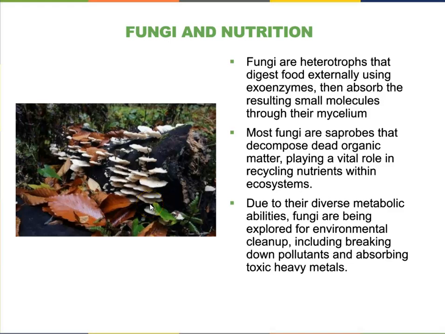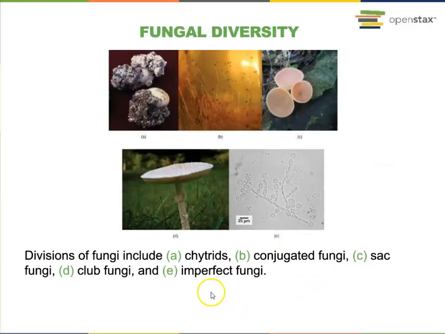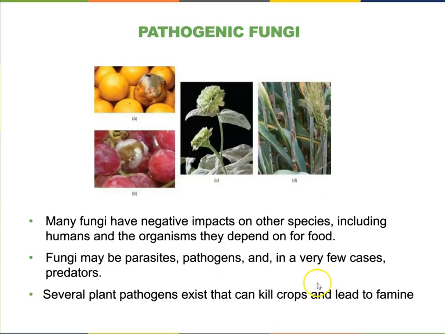Due to their diverse metabolic abilities, fungi are being explored for environmental cleanup, including breaking down pollutants and absorbing toxic heavy metals. Divisions of fungi include A, chytrids, B, conjugated fungi, C, sac fungi, D, club fungi, and E, imperfect fungi. Many fungi have negative impacts on other species, including humans.